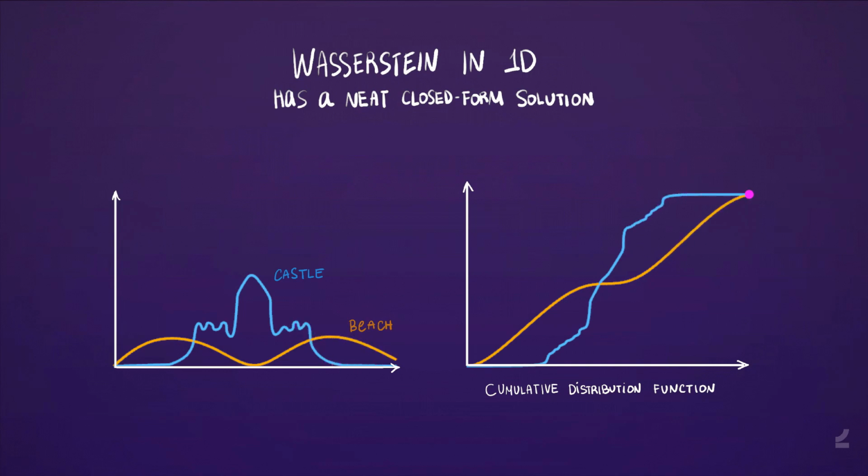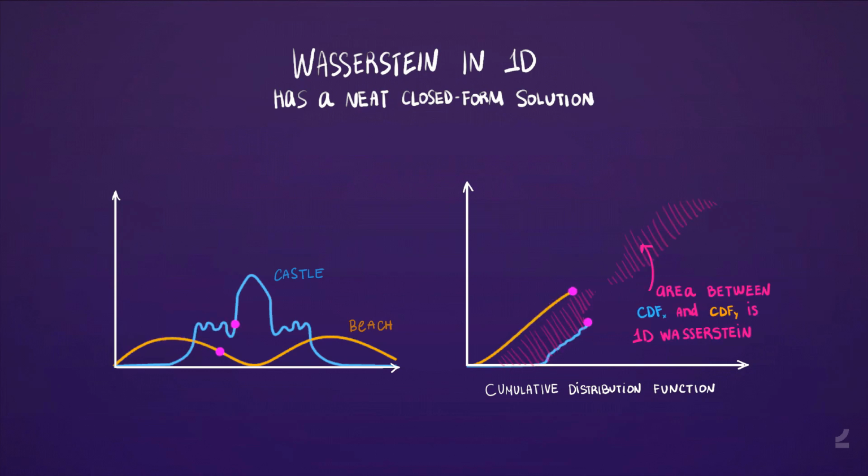All we need to do is take the cumulative distribution function, or CDF, of the castle and the beach, which is a function whose value at a particular x is a sum of all the preceding x's values. So it's literally showing an accumulation of our function values. And to compute Wasserstein, we just need to find the area between the CDFs of the castle and the beach, which in the discrete case, such as a histogram, becomes simply a bin-wise absolute difference. Unfortunately, this trick doesn't work for more dimensions, but soon you will see just how much we can do with that single dimension.